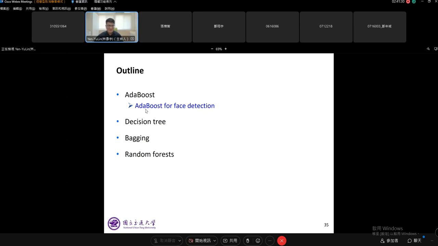So AdaBoost became more and more popular. Many researchers in the field of artificial intelligence use AdaBoost to build their algorithms to facilitate their applications. So let's look at which paper made AdaBoost very popular.